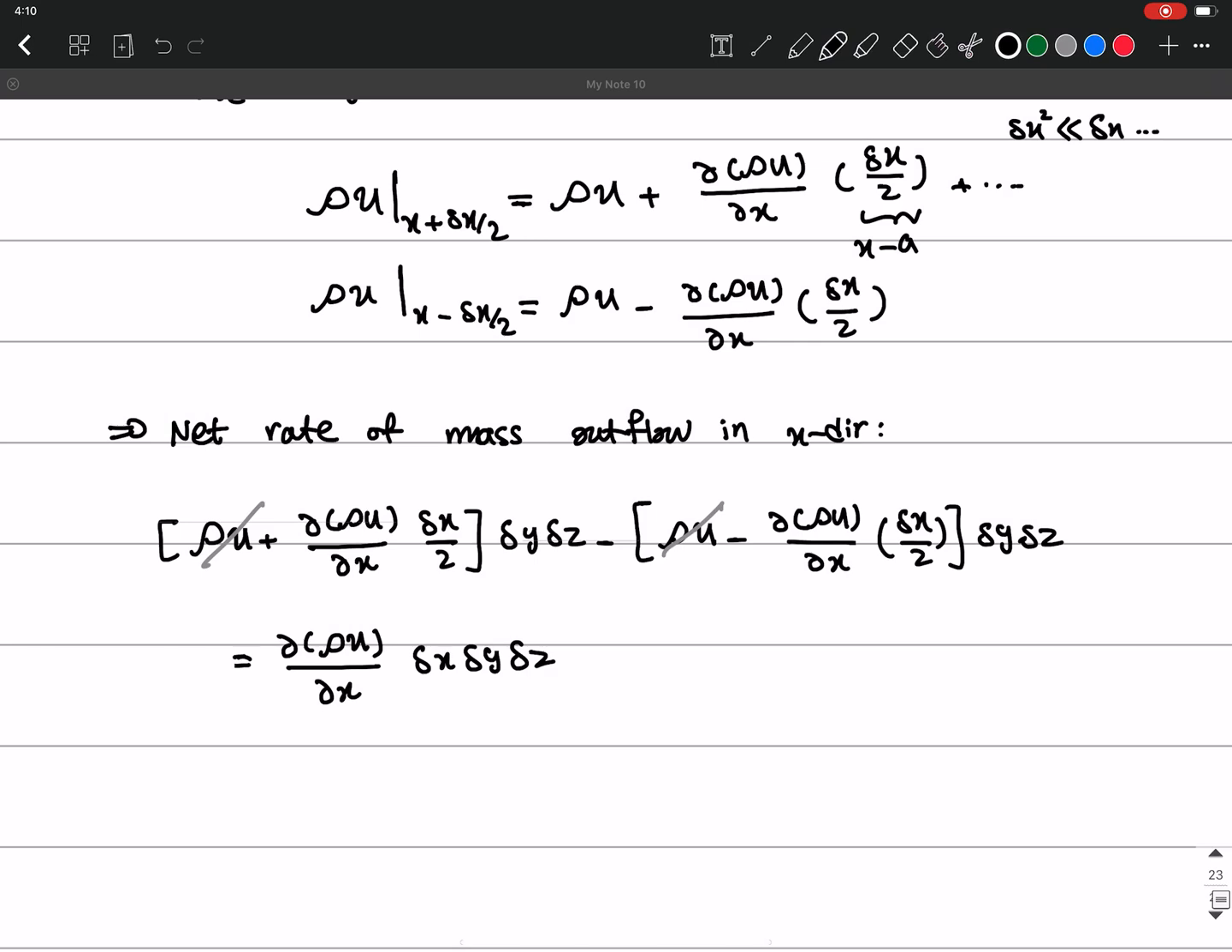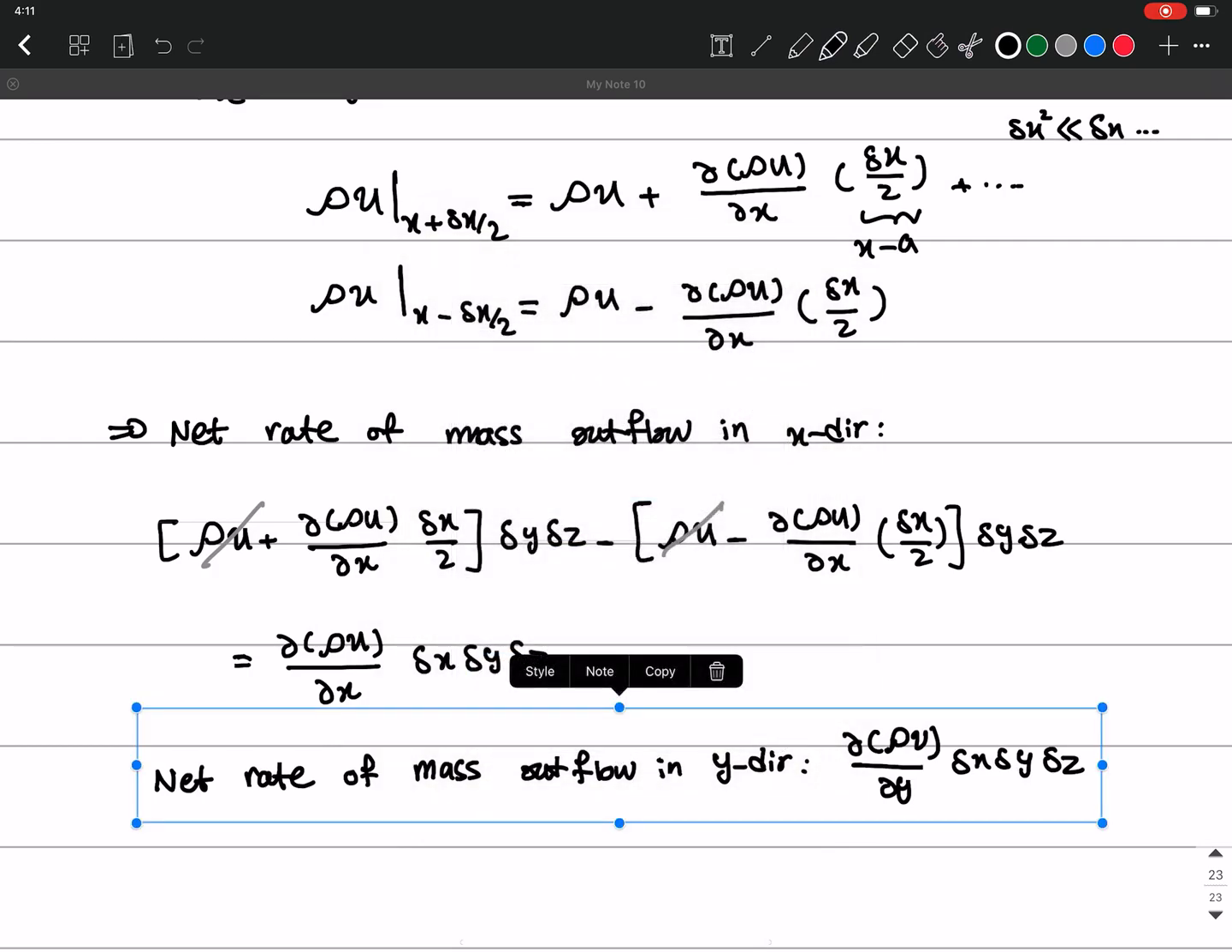Okay? And similarly, I can write net rate of mass outflow in y direction. So this is going to be what? This is going to be partial rho. Now instead of u, we have v, the velocity component in the y direction, over partial y times delta x, delta y, delta z.